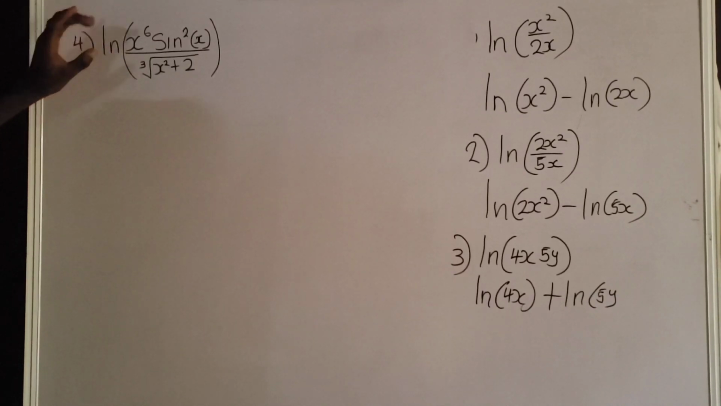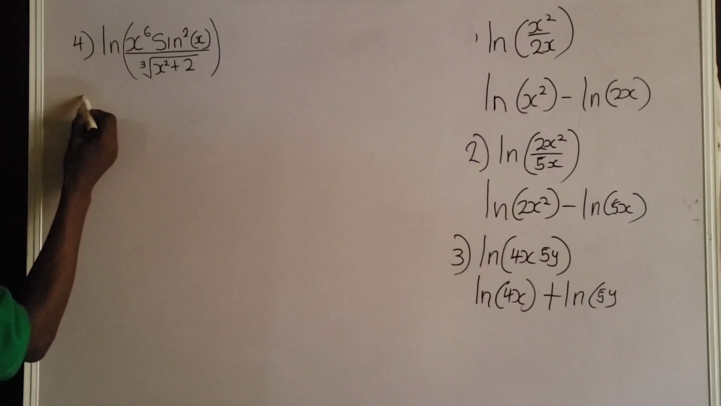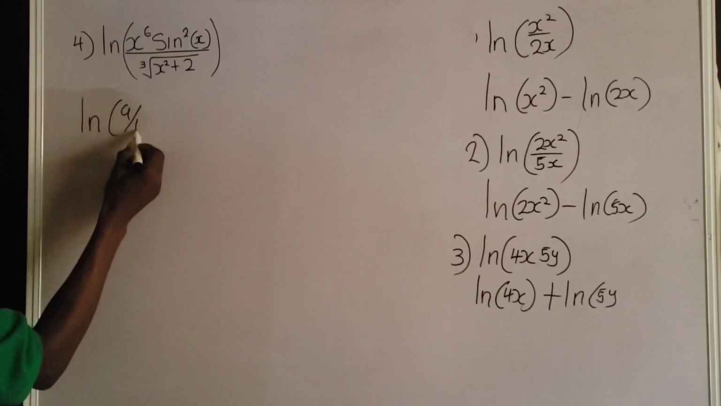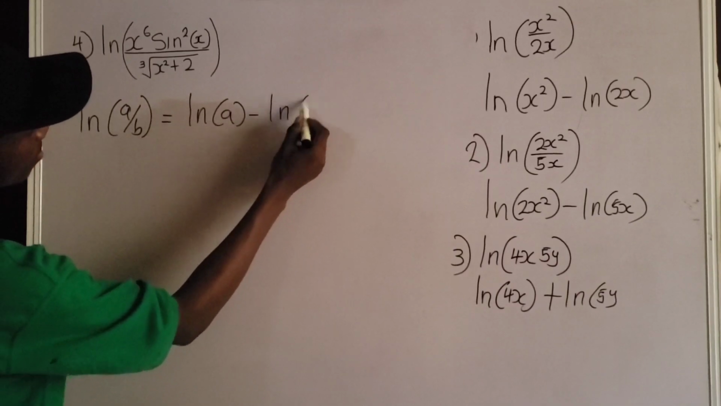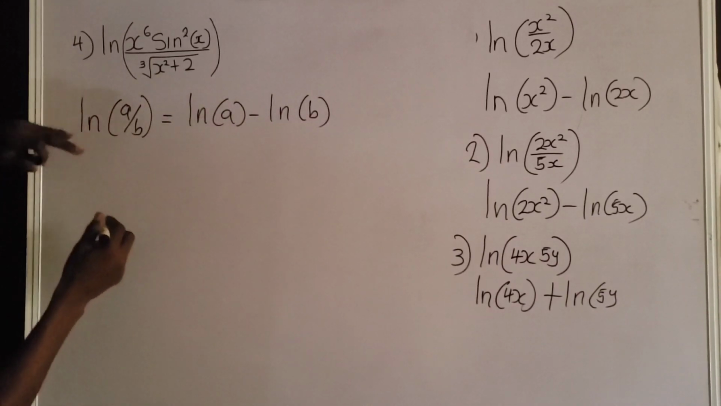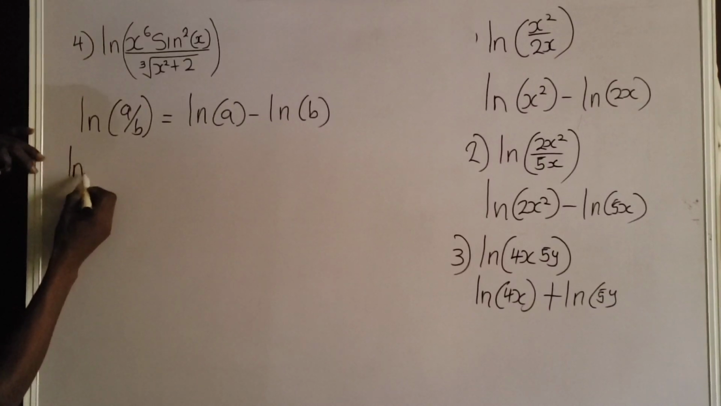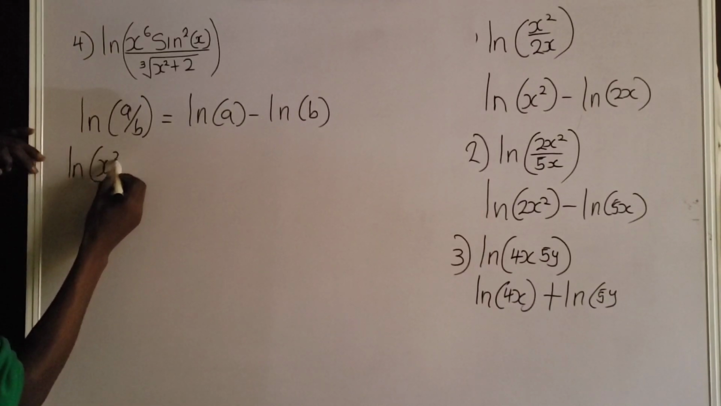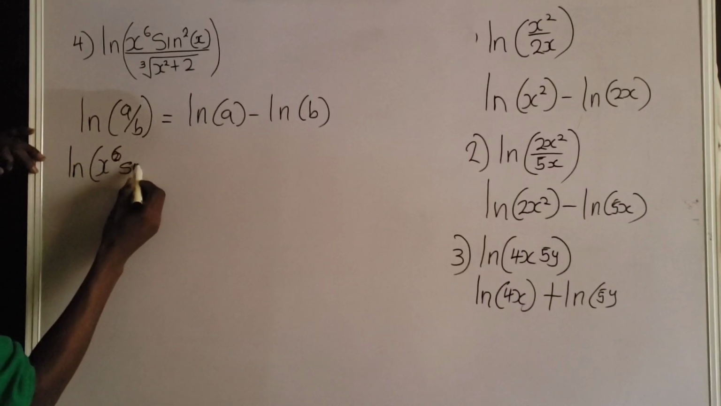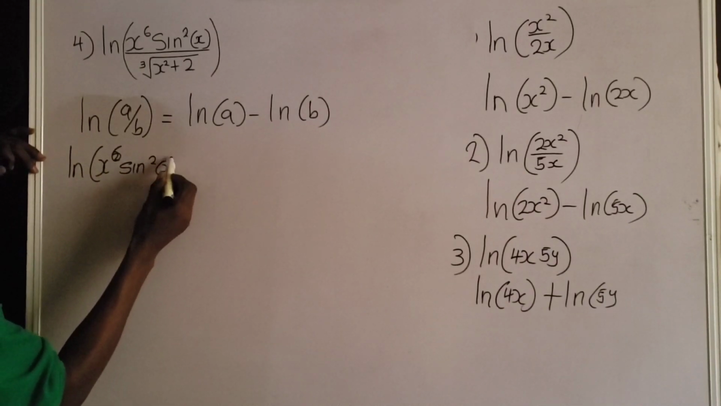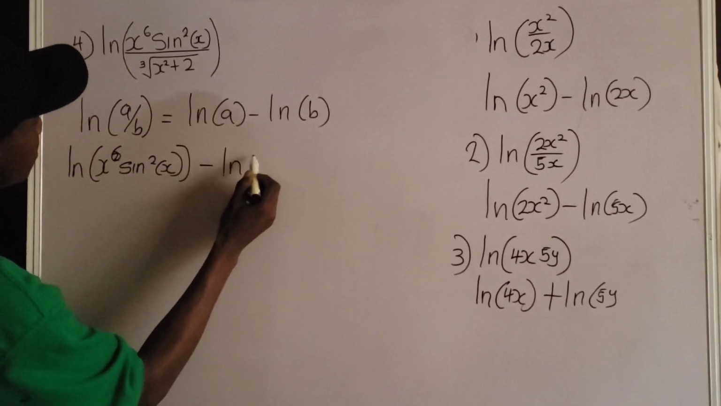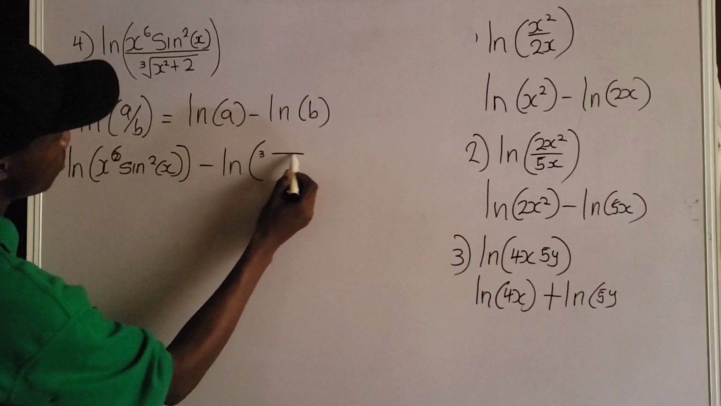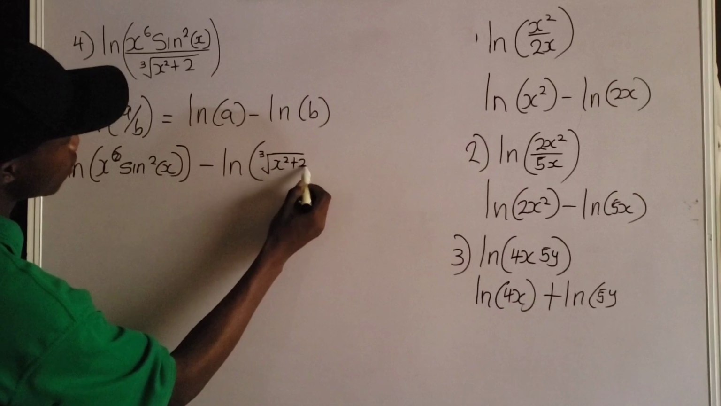Don't forget that the sign between the numerator and the denominator is a division sign. So if I have ln a over b, this can be written as ln a minus natural log b. You understand? Let's use the same approach here. For the numerator, I'm going to have ln x to the power of 6 sine squared x, minus ln the cube root of x squared plus 2. You can see like that.